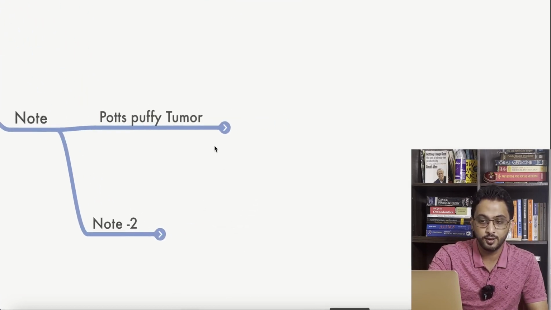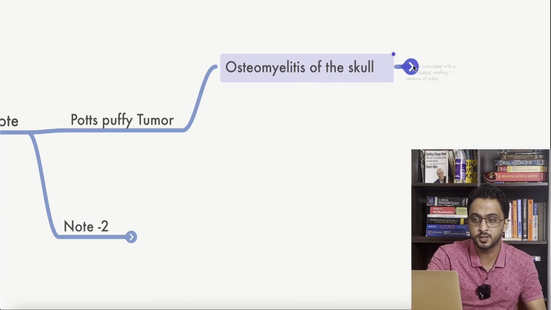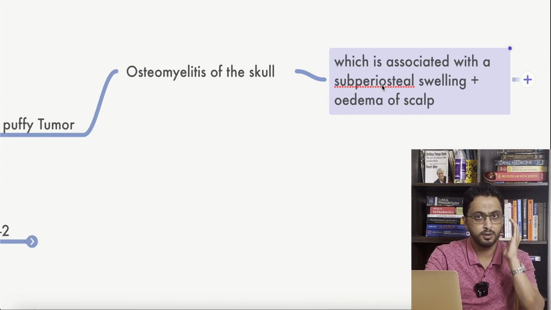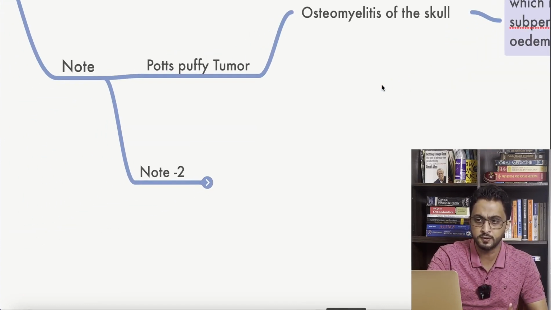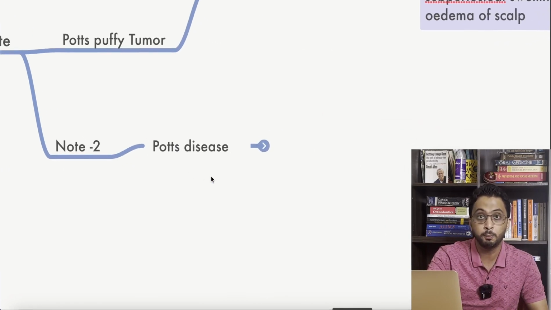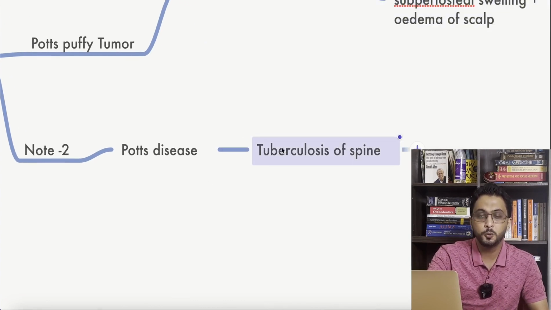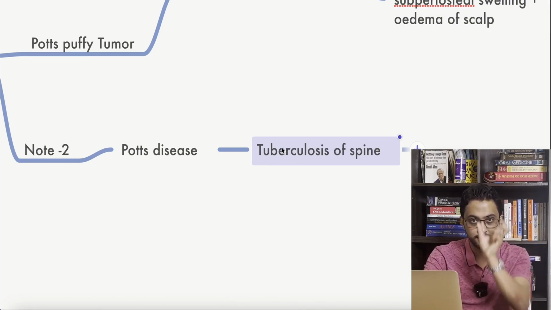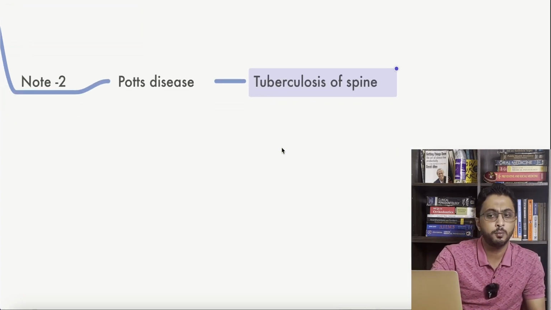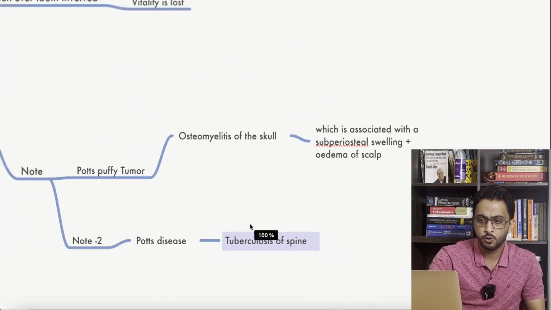And finally, two very important points to note here. Pott's puffy tumor, have you heard of it? It's an MCQ. It's osteomyelitis of the skull, which shows subperiosteal swelling, swelling below the periosteum, with edema of the scalp. Basically, Pott's puffy tumor, the simple term is osteomyelitis of the skull. Now, there is one more disease called Pott's disease. It's not Pott's puffy tumor, it's Pott's disease, which is tuberculosis of the spine. If your vertebral column, your spine, the vertebrae gets infected by tuberculosis, it's called Pott's disease. So one is osteomyelitis, the other is tuberculosis. Please understand the difference. That will be the end.